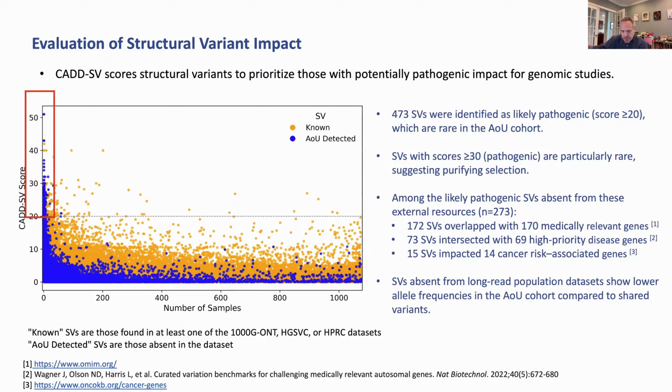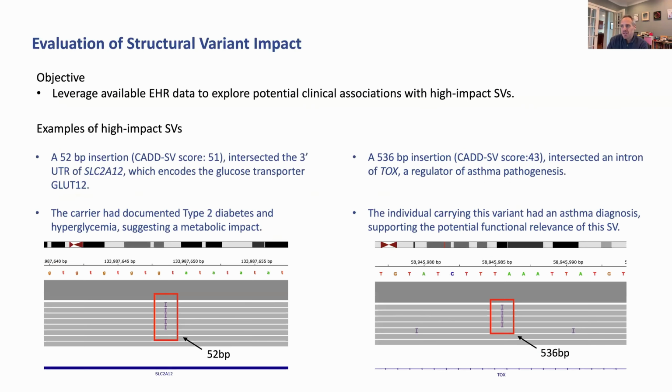Now, the thing about CADD-SV is that it's just a prediction. We like it; it gives us a really strong indication. But as we dive into some examples with really strong scores, we see interesting patterns. On the left is an example of an insertion, which is what this little I in IGV is showing. This is a 52 base pair insertion in a gene for a glucose transporter. CADD-SV guided us to this variant; we didn't know this going in. We looked at the EHR data for this individual, and the individual did have type 2 diabetes, which is highly related to this metabolic impact, very likely associated with this glucose transporter.